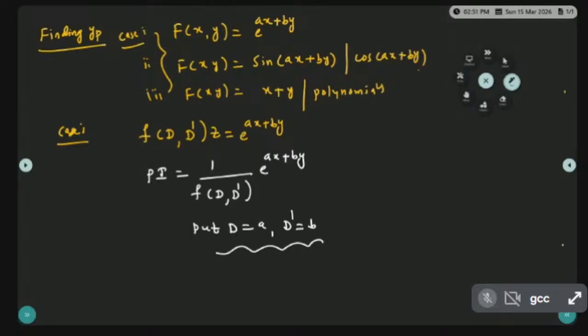with one simple substitution, you can finish the part of the denominator. What is the simple substitution, dear students? Put D equal to a, D dash equal to b. What is a? X coefficient. What is b? Y coefficient. You substitute that in the denominator. Therefore, the denominator will become f of a comma b into e power ax plus by. That's it: 1 by f of a comma b into e power ax plus by.